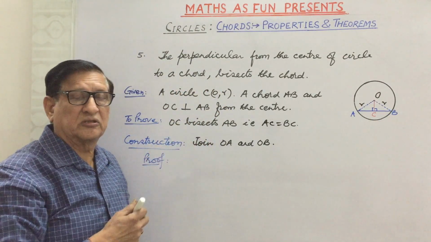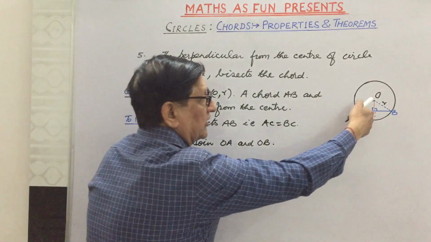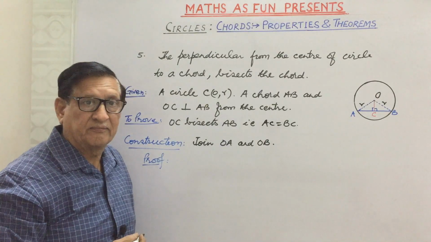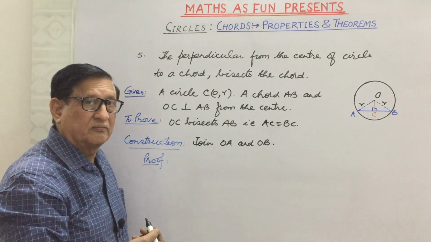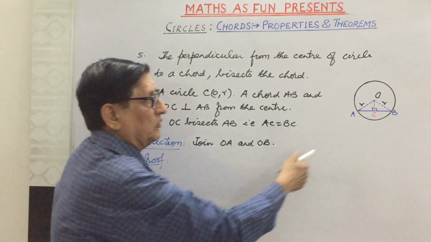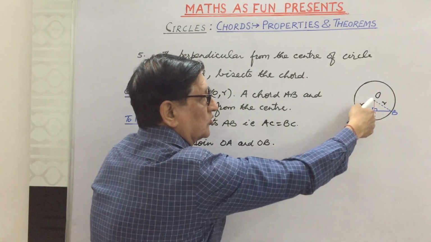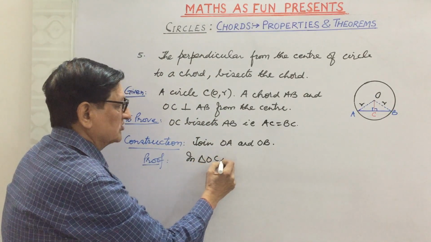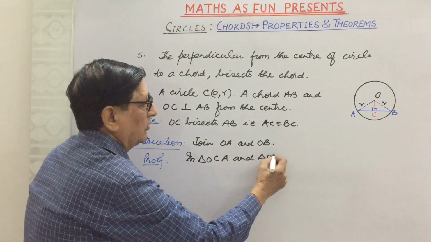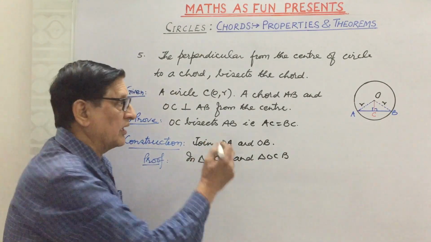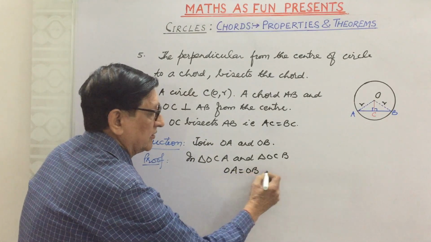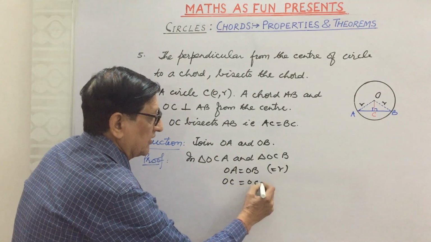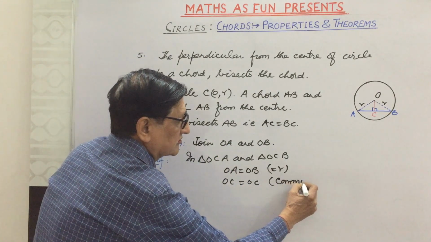Now we need a construction in this. What is that? Join OA and OB. We have written here construction, join OA and OB. Coming to the proof. In this particular theorem, we will take these two triangles OCA and OCB. In triangle OCA and triangle OCB, we have OA is equal to OB, because they are radii of the same circle. OC is equal to OC, that is the common side to both the triangles.